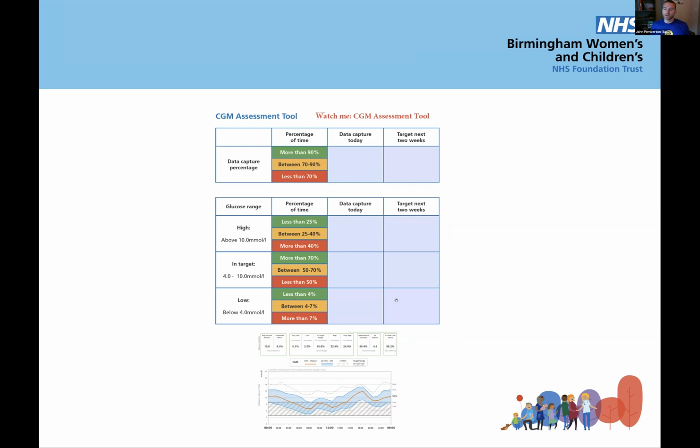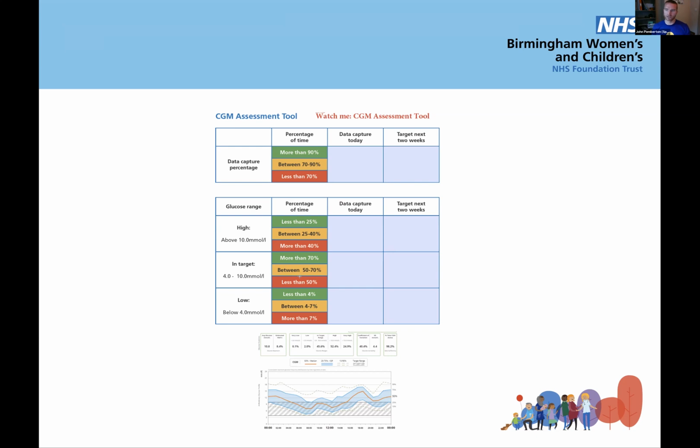When it comes to reviewing your control, obviously we've said that time in range, in target, we would ideally like to be in the green, more than 70%. Amber is between 50 and 70%. If it's less than 50%, we really need to get that up. Now, if you currently have a time in range of 40%, you're not going to go from 40 to 70%. You're going to clip it up in 5% steps as you try these different things.